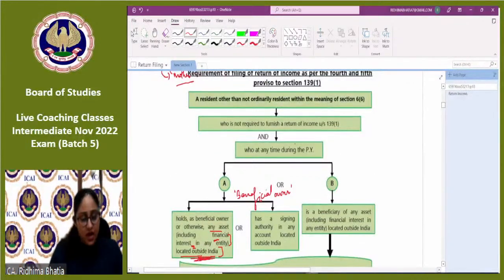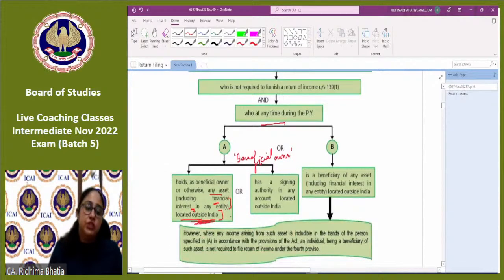So if you are an ROR and at any time during the year, you are the beneficial owner of any asset located outside India, or you are a signing authority in any account located outside India, like a bank account where you have a savings account or some other account there and you are the signing authority, in both the cases, you are required to file the return of income even if you do not have any income more than the basic exemption limit during the previous year.